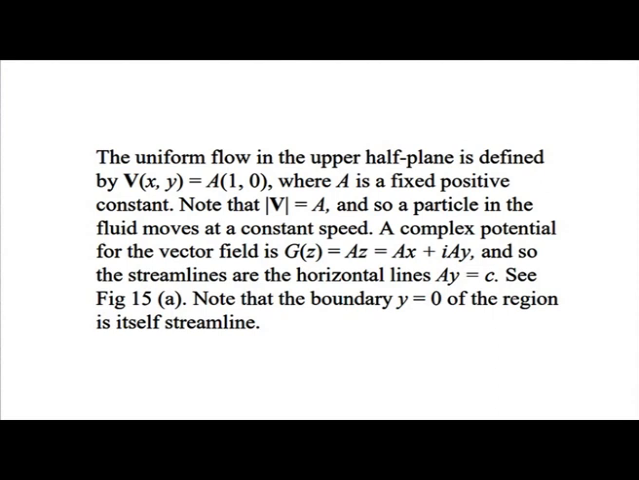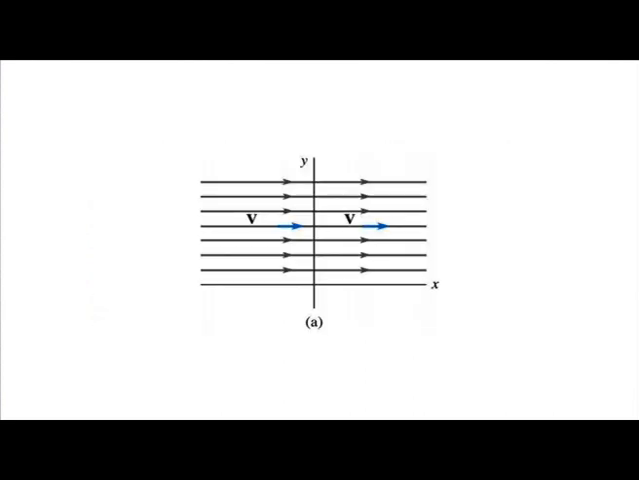The uniform flow in the upper half plane is defined by V(x,y) = a(1, 0), where a is a fixed positive constant. Note that |V| is nothing but a, and so a particle in the fluid moves at a constant speed. A complex potential for the vector field is G(z) = az, which is equal to ax + iay, and so the streamlines are the horizontal lines ay = c. In the figure you can see this, and note that the boundary y = 0 of the region is itself a streamline in this case.